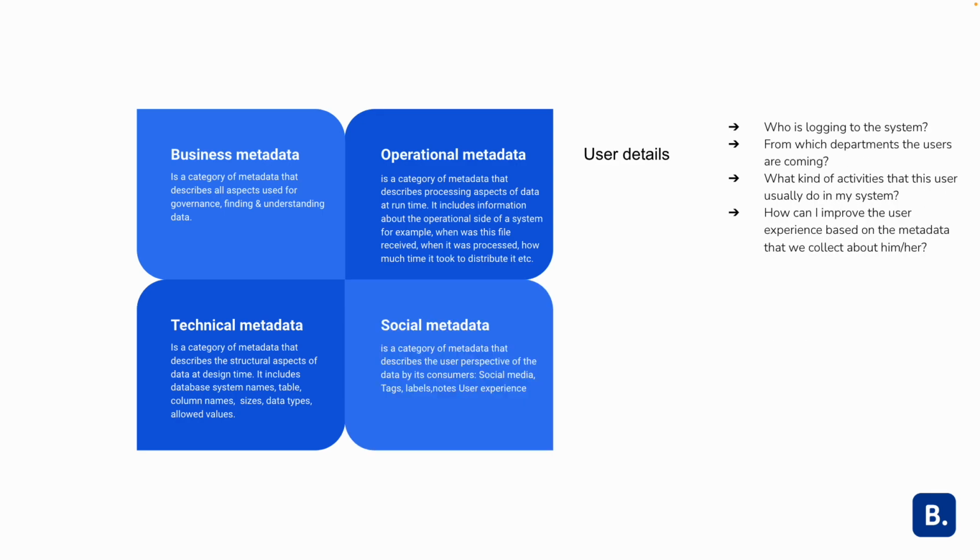The fourth type is social metadata, and social metadata has to do with, let's say, who is logging in, for example, to my system, from which department, from which organization unit they are hitting my application. How can I improve the user experience of the person who's using my application based on a little bit of metadata that I should know from where this person is coming in the organization, so I can customize, let's say, the metadata to him or her.